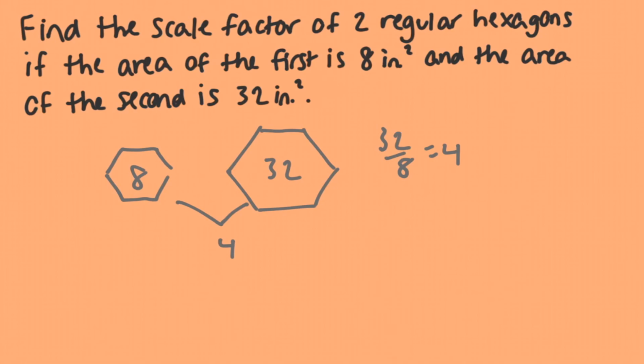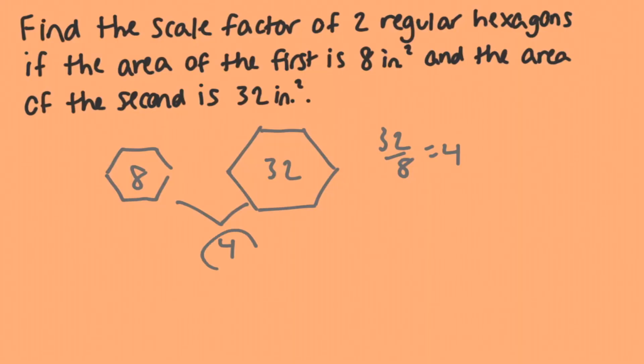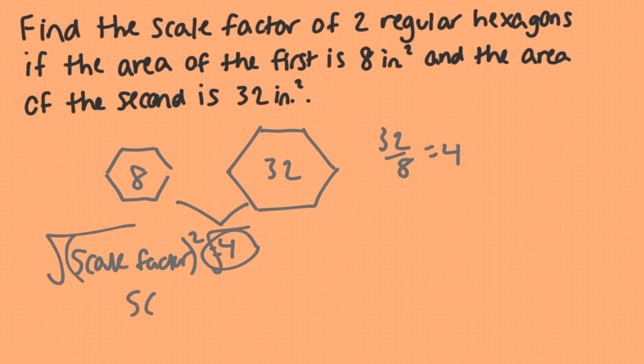But we're trying to find the scale factor, and remember for areas, you don't multiply by the scale factor, you multiply by the scale factor squared. So this 4 has to be the scale factor squared. So if the scale factor squared is 4, and we want to get the scale factor, we have to square root both sides. So the scale factor equals 2.